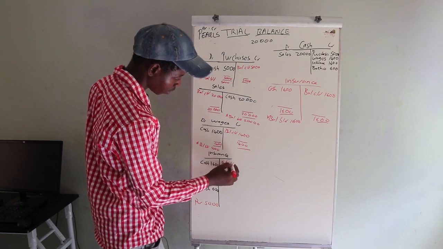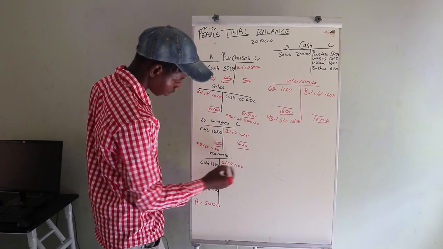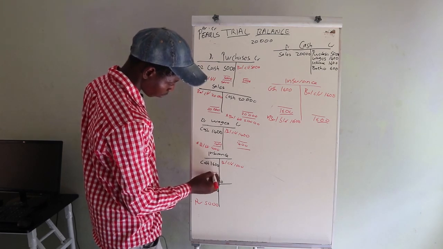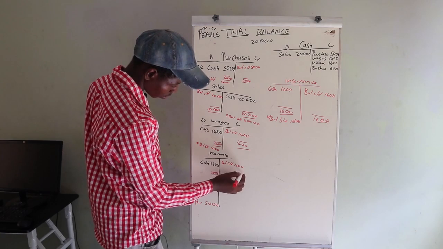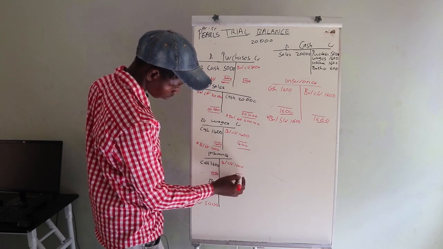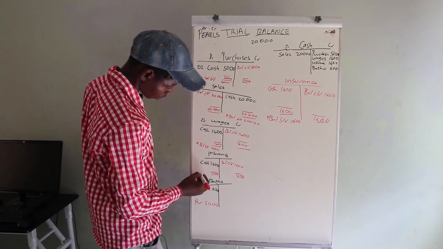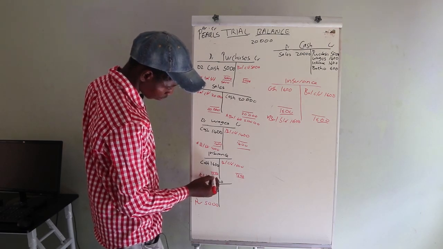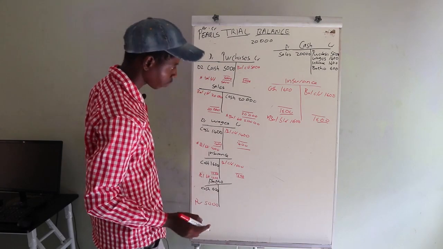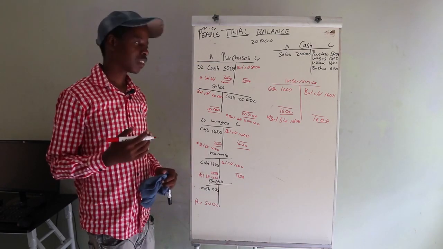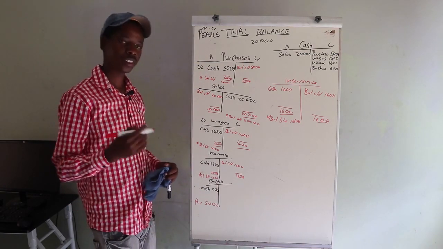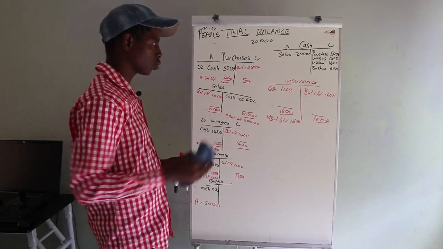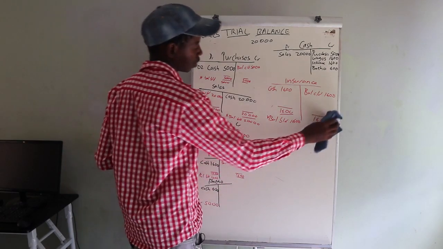Balance CD 1.6, then we put it equal 1.6. And then balance BD 1.6. We are done with balancing insurance account, right? Now let's go to the cash account.